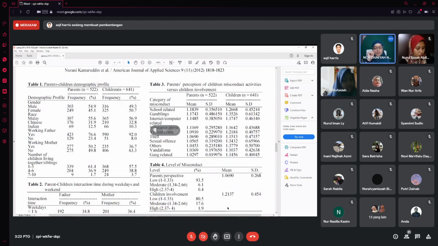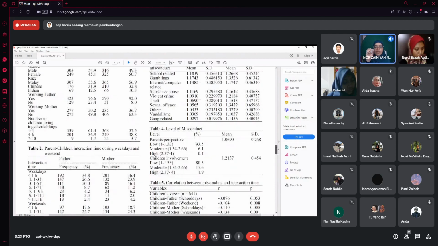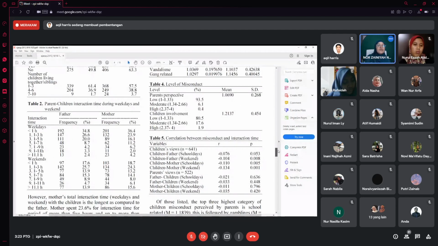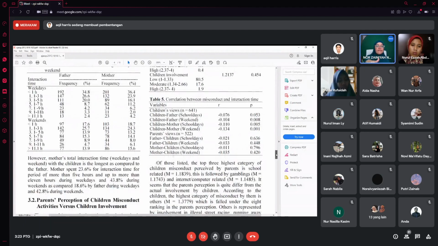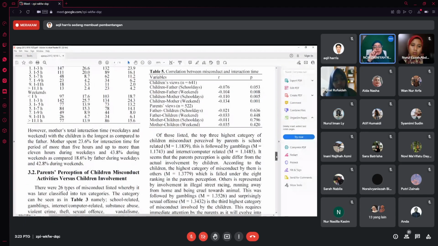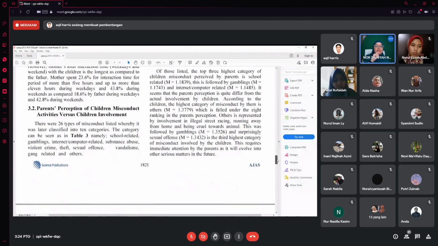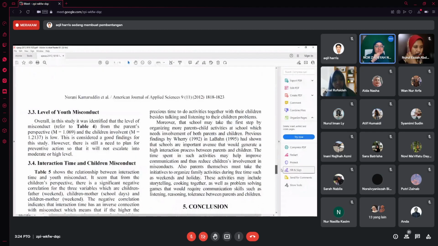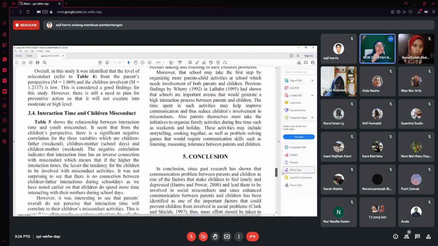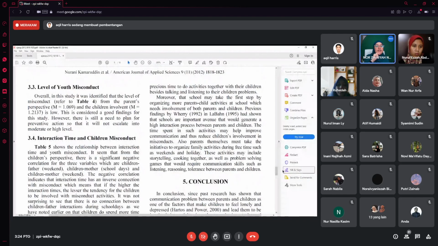Go down, Akil. So you've got level of misconduct, percentage. So when we talk about quantitative, let me see. Is there any significant? Go down a bit more. So this is still descriptive. Go down further. Okay, stop. Thank you. Okay, this is very easy. This is a descriptive kind of analysis reporting.